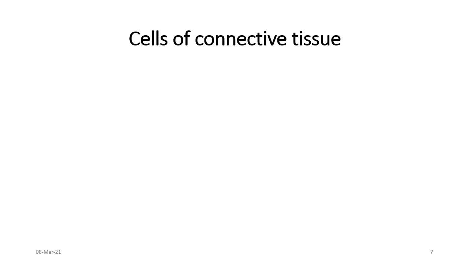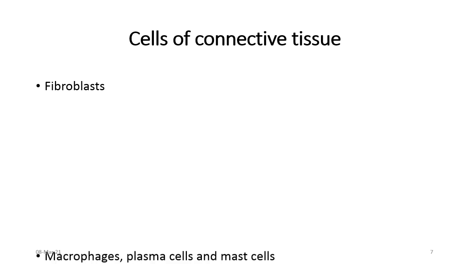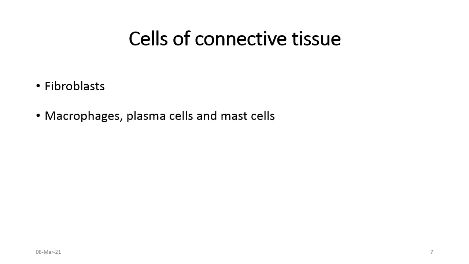Let's move to talk about the cells of the connective tissue. In this we will talk about fibroblasts, macrophages, plasma cells, and mast cells, and also the other leukocytes other than macrophages and mast cells, like neutrophils and eosinophils, and also adipocytes. These are the cells that are found in the connective tissue. We will start firstly with fibroblasts.